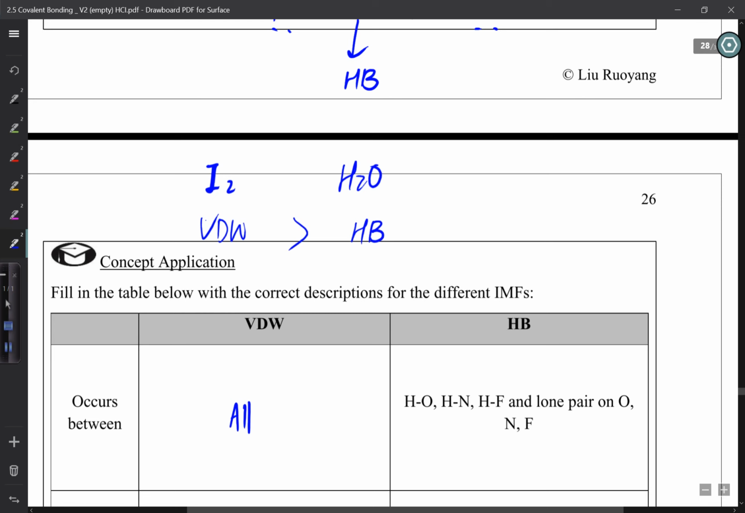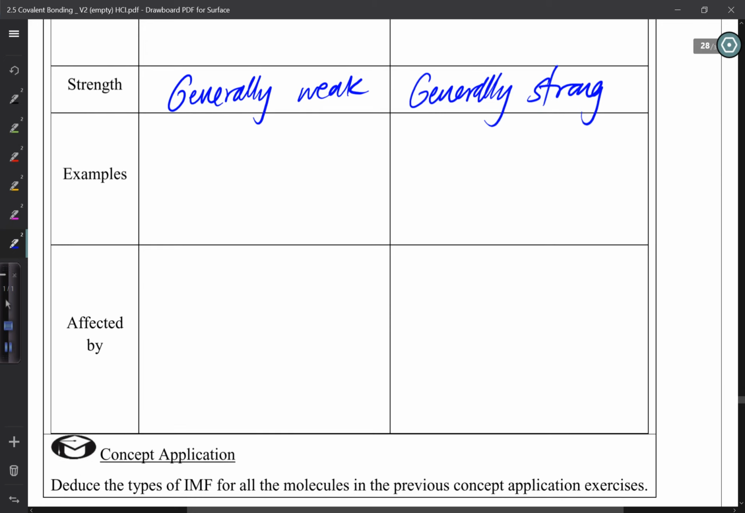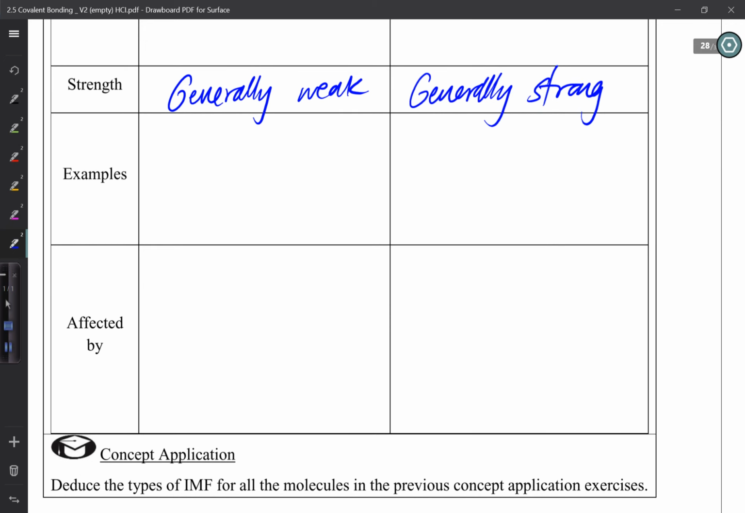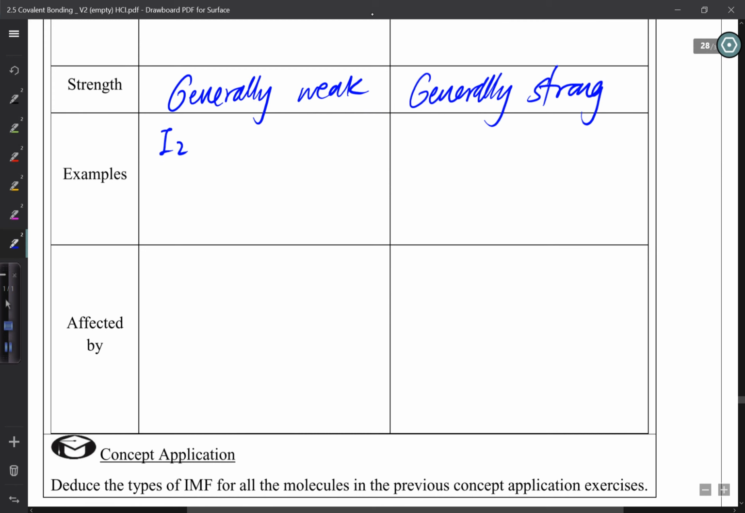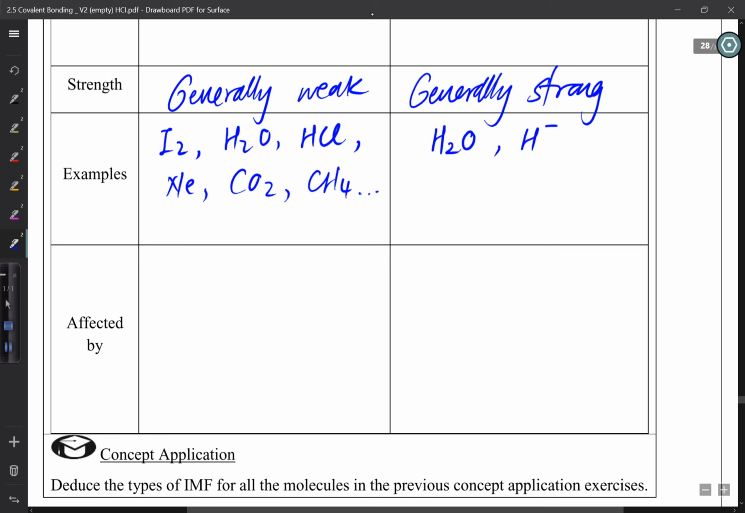So that's why you have to be flexible in your answer. Don't always think that hydrogen bond is the strongest. There are a lot of circumstances whereby it's not the strongest of the two. Some examples of van der Waals force, very simple: I2, H2O, HCl, neon, CO2, CH4, etc. What about hydrogen bonding? H2O, HF, ammonia, though of course it's not limited to these three only. You can see that there are some overlaps, with H2O on the left and on the right. But the majority comes from hydrogen bonding because hydrogen bonding is generally stronger than van der Waals.